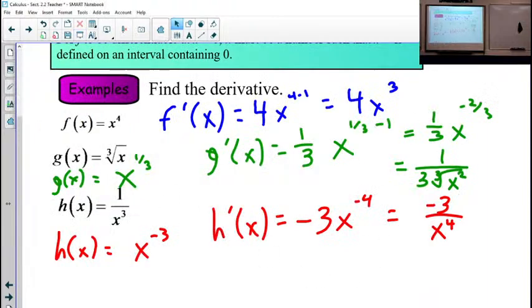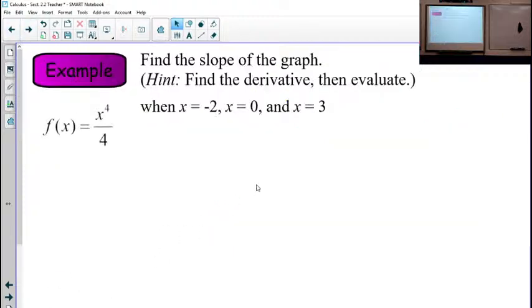Going back to do more examples here. Find the slope of the graph at each of those points. So the slope at each of those points means that I'm going to, first off, take the derivative. And then after that, we are going to plug in those points.